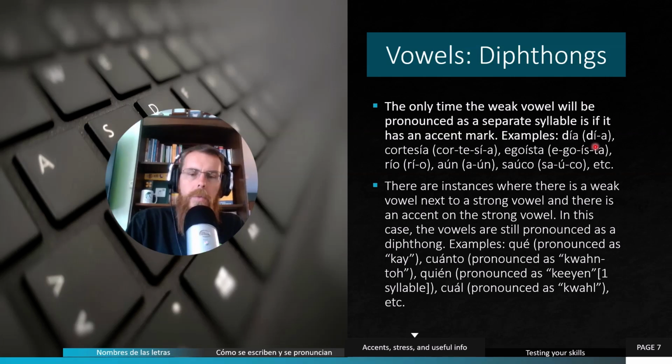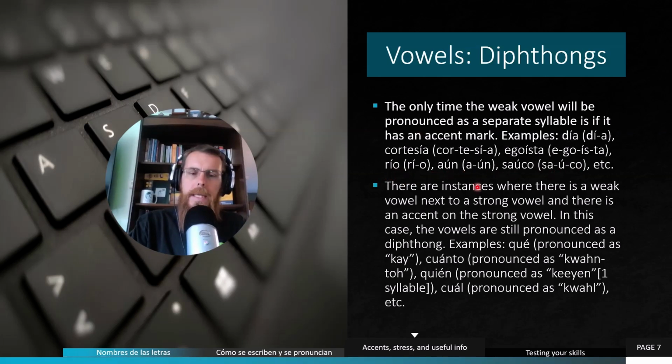Alright, so the only time that you will pronounce the weak vowel in a word is if it has an accent mark. The examples are día, which is day, cortesía, which is courtesy, egoísta, which is prideful, río. Okay, so this is río, so the other río was a river. This is río, which means he laughed, aún, which means still, saúco, which is an elderberry. So we have examples día, cortesía, egoísta, río, aún, and saúco.